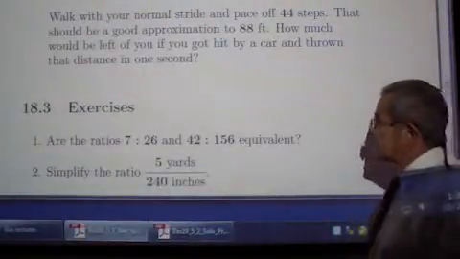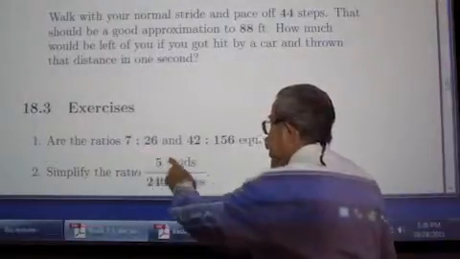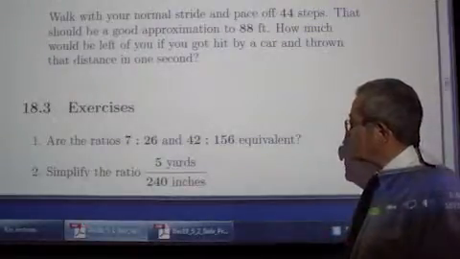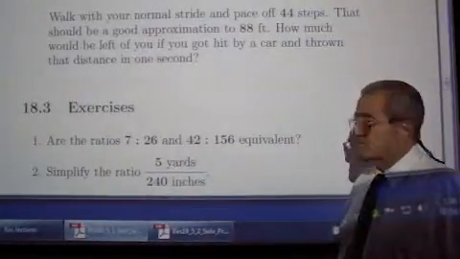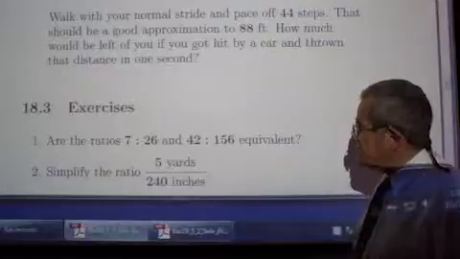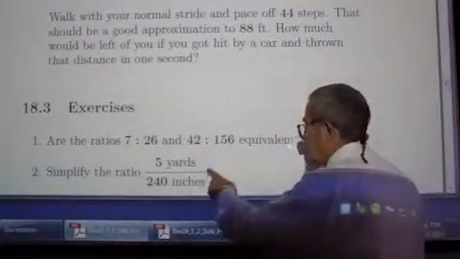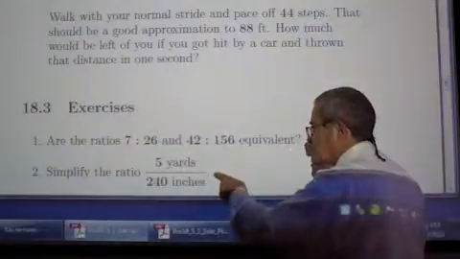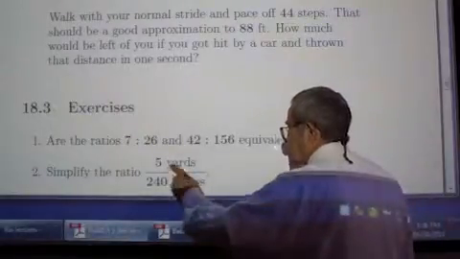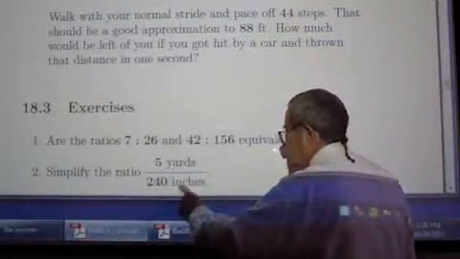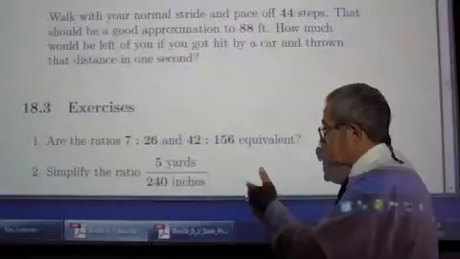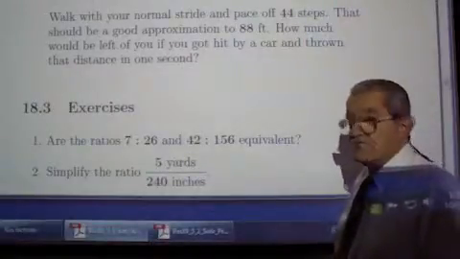My first exercise: are the ratios 7 to 26 and 42 to 156 equivalent? How about simplifying the ratio? 5 yards to 240 inches. I think that should be called a rate, but don't sweat over it. So reduce 5 yards per 240 inches. Per means division also.